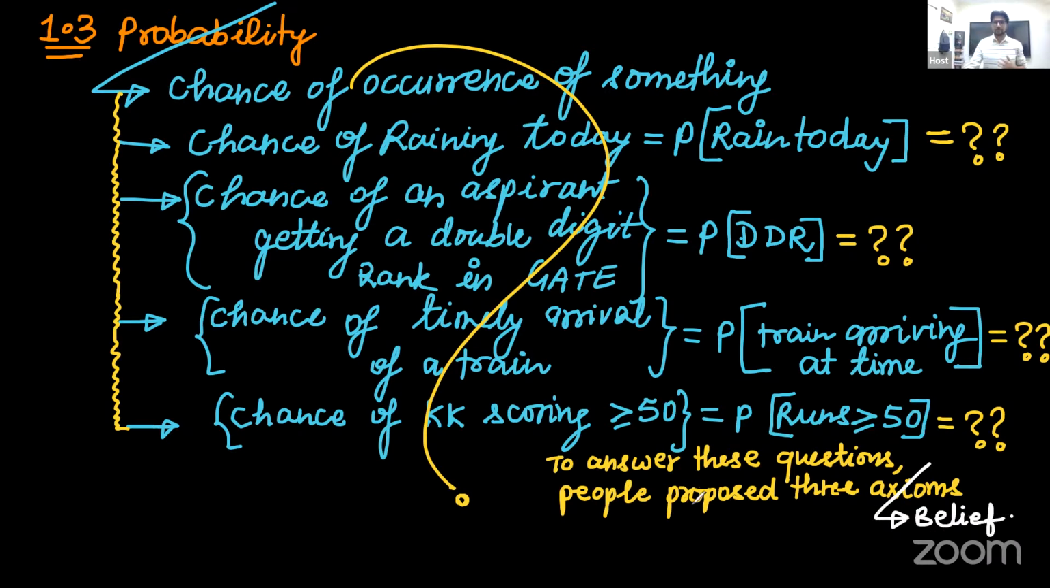They proposed 3 fundamental axioms of probability, and that's going to be our first subtopic under this interesting topic of probability. So my dear friends, here we go with the 3 axioms. What are axioms? Axioms are our belief. For example, one such belief is that the energy of the universe is conserved.